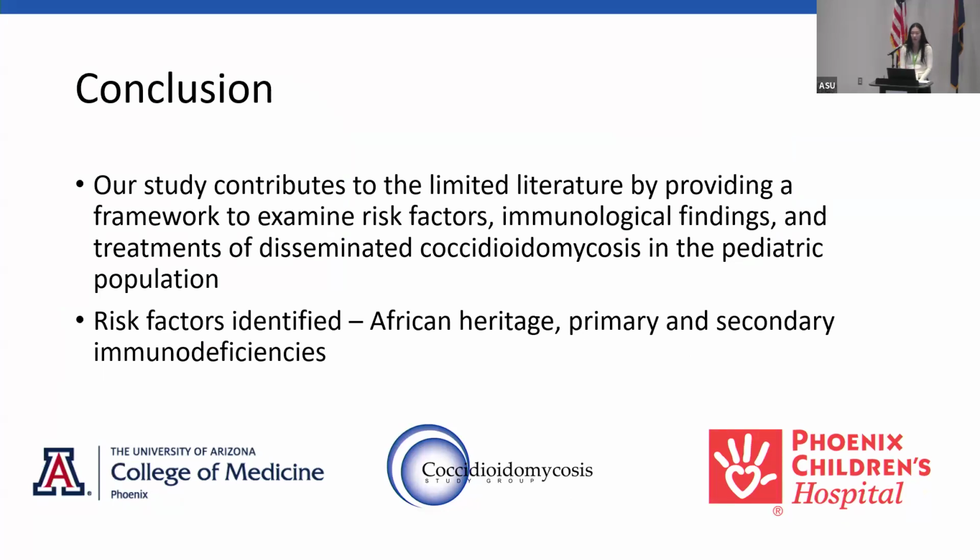So in conclusion, this study contributes to the limited knowledge that we have about disseminated cocci in the pediatric population, and it helps us better characterize how disseminated cocci may present in this population. It also demonstrates that risk factors such as African heritage, and primary and secondary immunodeficiencies, align with those seen in adults as well. So knowing about these risk factors, we can provide earlier diagnosis and appropriate treatments to better manage these patients effectively.